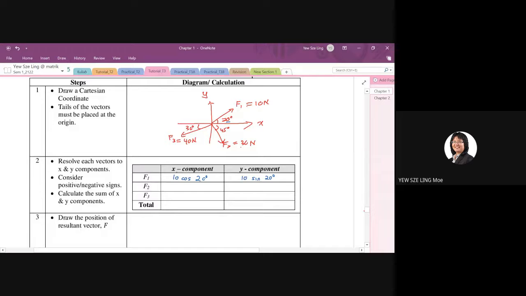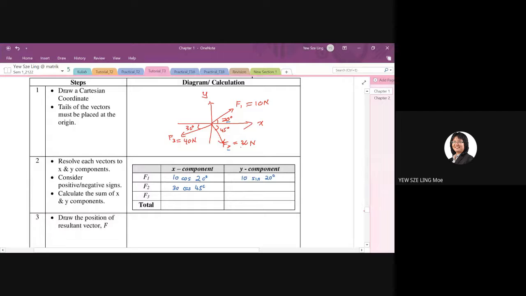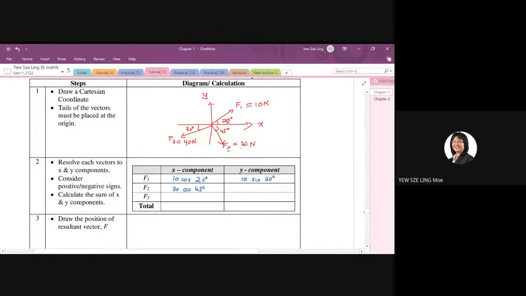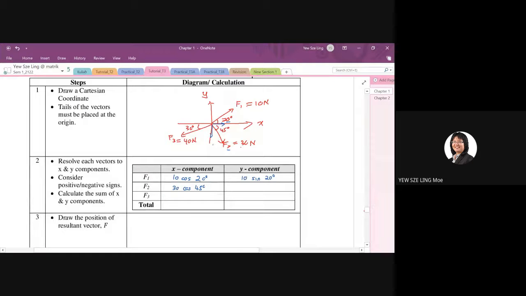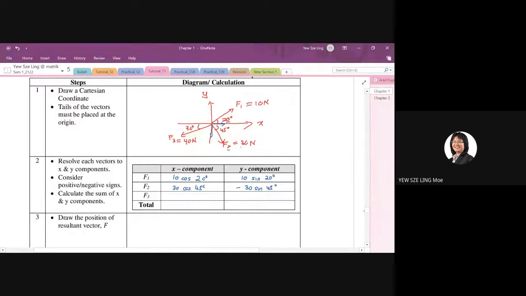Whereas for F2, now F2 is in the fourth quadrant. Okay, so in the fourth quadrant, the X component is still a positive value. The angle is beside the X component, so 30 cos 45 degrees. Now for the Y component, if you resolve F2, then F2 would be pointing downwards, going to the right and down. Therefore, for the Y component, it is a negative value. So negative 30 sin 45 degrees.